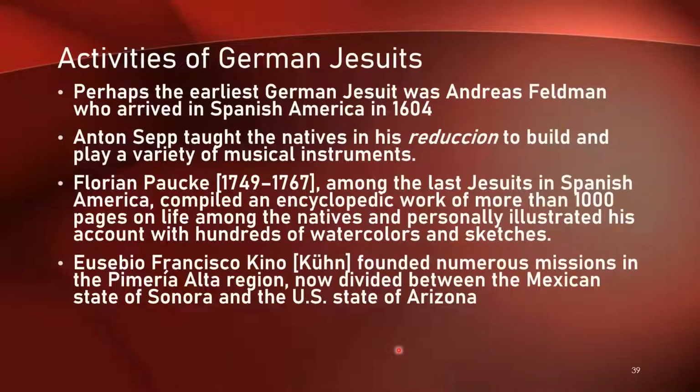Let's look now at some of the German Jesuits. We don't know exactly how many there were, but a few had a notoriety. The first one was maybe Andreas Feldmann, who arrived there in 1604. Then Anton Sept taught the natives in his reduction to build and play a variety of musical instruments, and their instruments were often used in churches. They built all kinds of instruments, but some of them were organs.